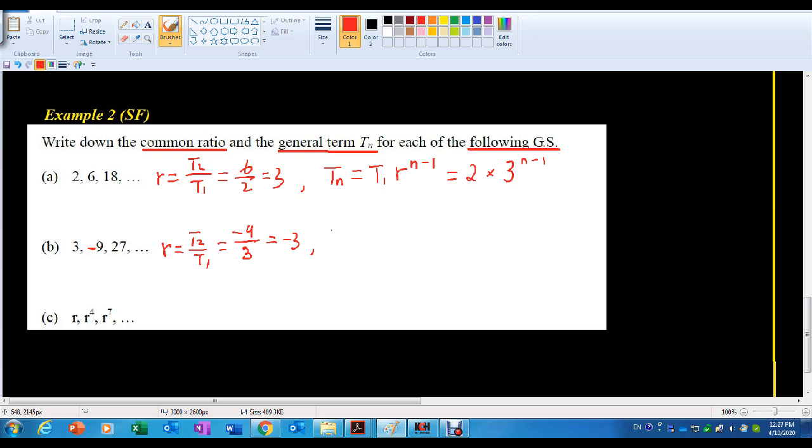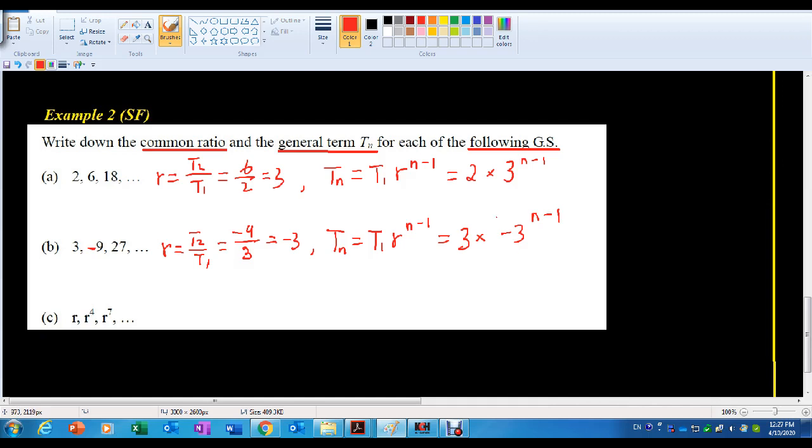Right? Okay, so Tn equals T1 R to the power n minus 1. Alright, that's all the same. The first term is 3. The common ratio is minus 3 and minus 1. Is that your answer? If that's your answer, be careful. Possibly you've got it wrong.